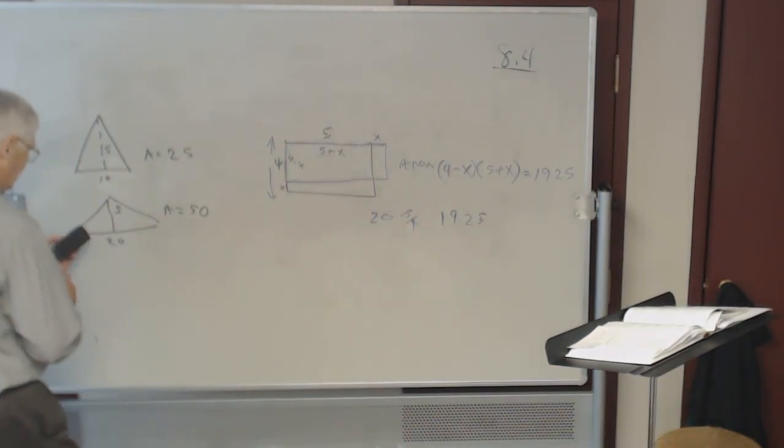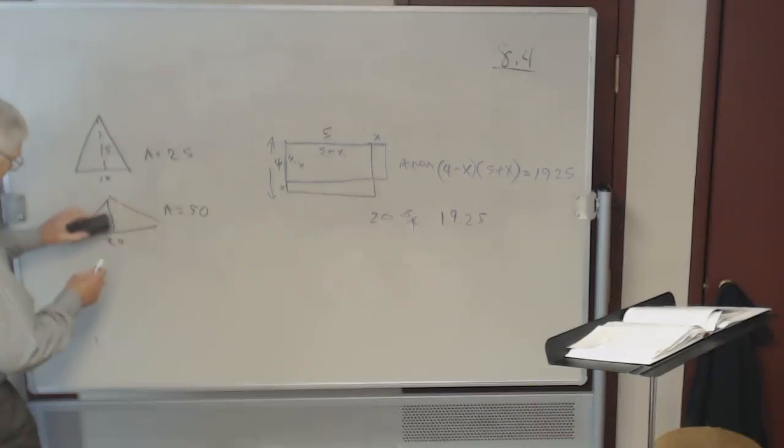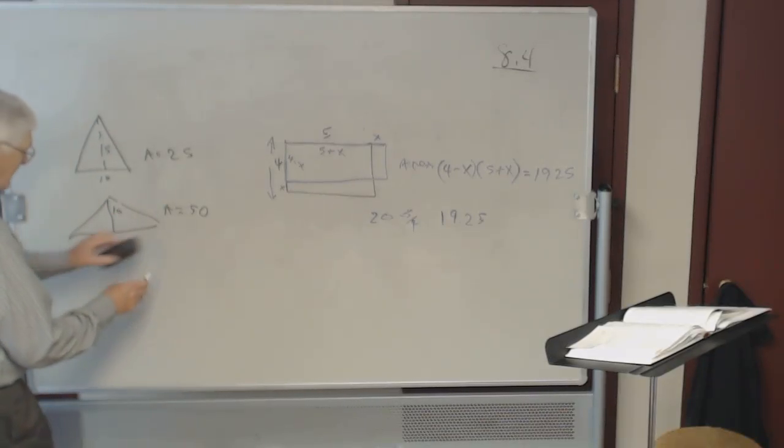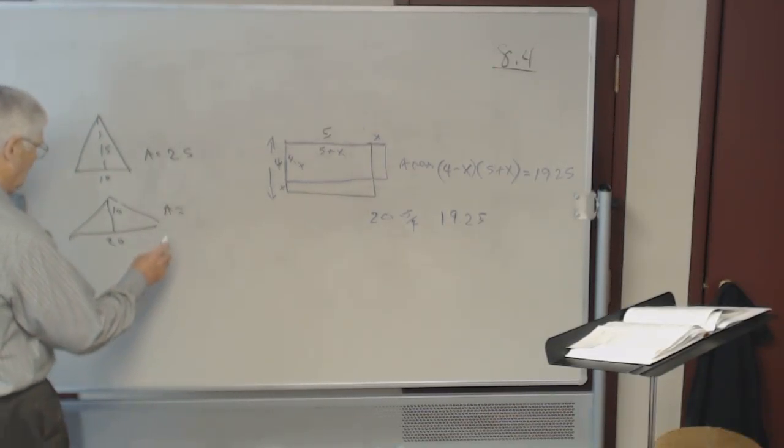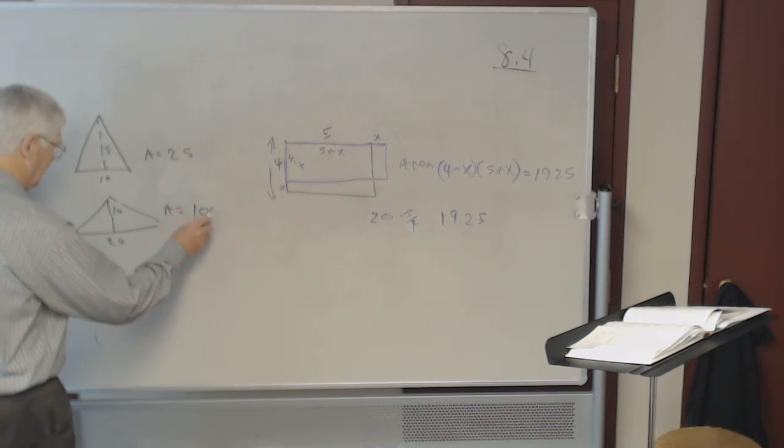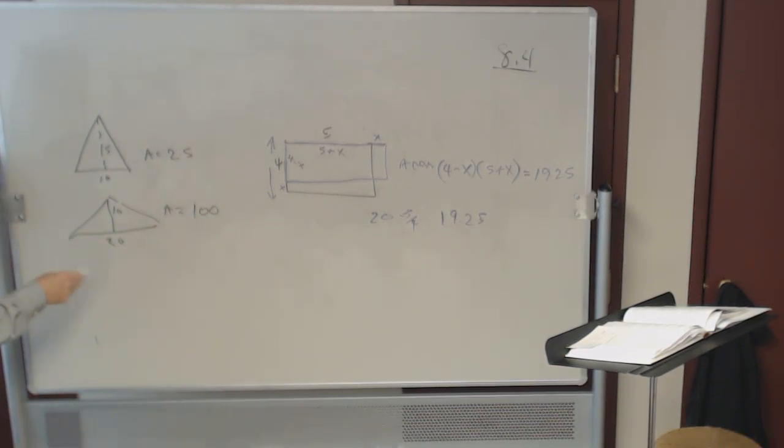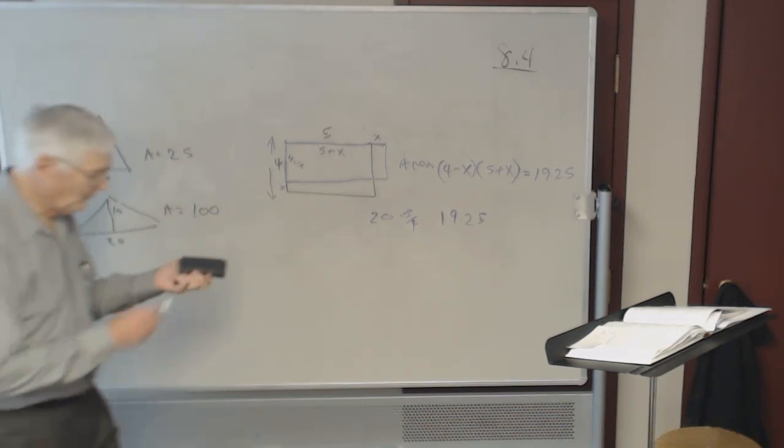What if you double both the base and the height? Then that means this would be 10. That would be 100. 10 times 20, 200, half of that. If you double both of them, it increases the area 4 times.